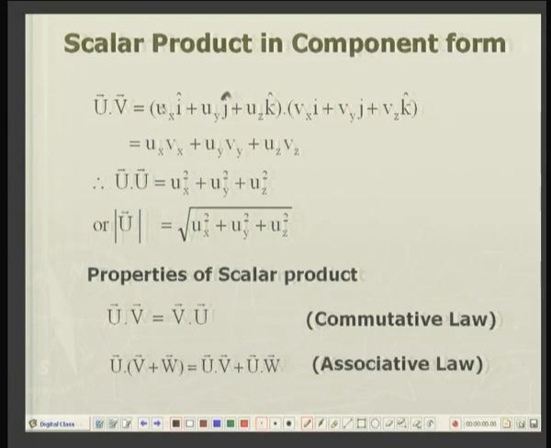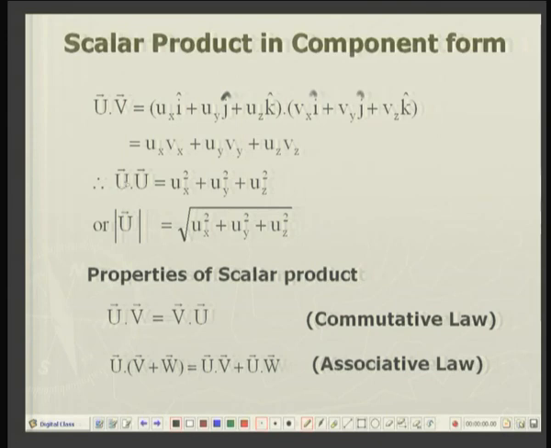What you do is that you multiply each term one by one. So ux times vx, so here will be the product of the magnitudes ux vx, then i dot i. Since these are parallel vectors, it is equal to the magnitude of the i vector, that is 1. So ux vx plus uy vy plus uz vz, because i dotted with j, or i dotted with k, will give me 0. So only the similar terms will multiply and non similar terms will be equal to 0.